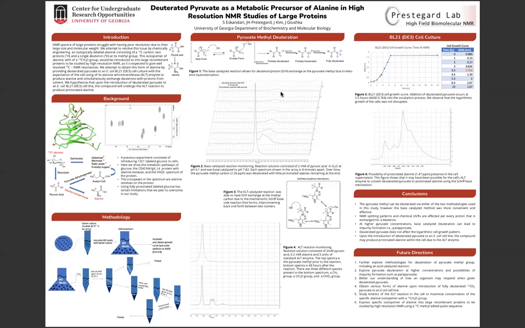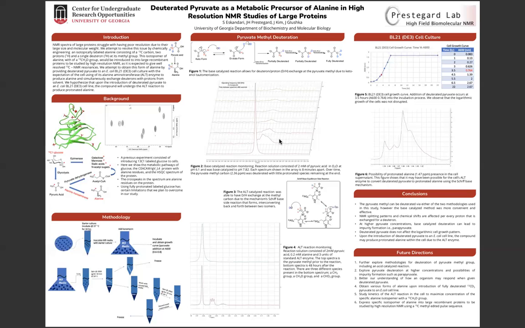So this whole panel is devoted to the pyruvate methyl deuteration and the two different methods that we used. The first figure shows the first method that we used, which was our base catalyzed reaction. And this is the reaction mechanism that shows how pyruvate methyl deuteration can occur at the first carbon due to proton-deuteron exchange, yielding a fully deuterated pyruvate.